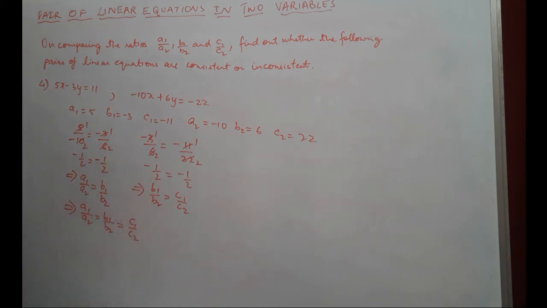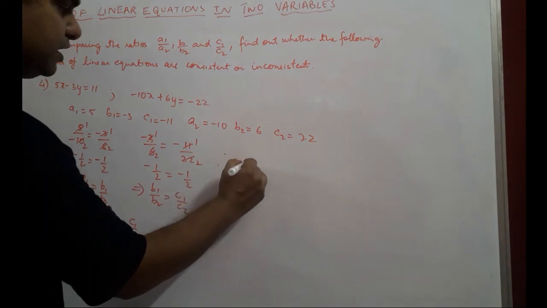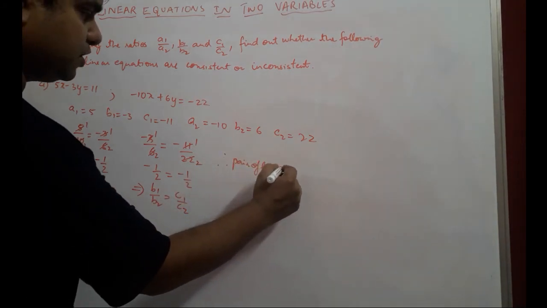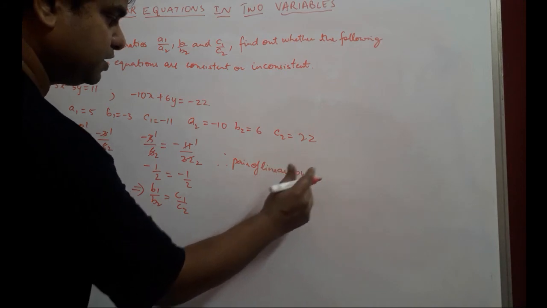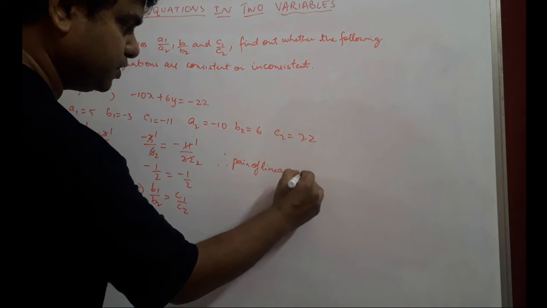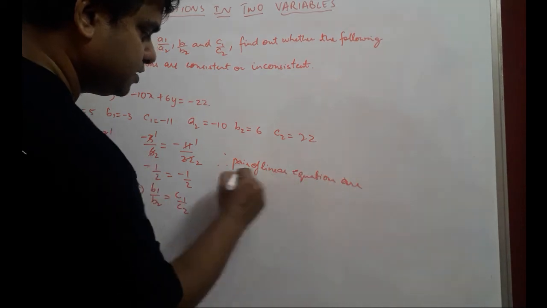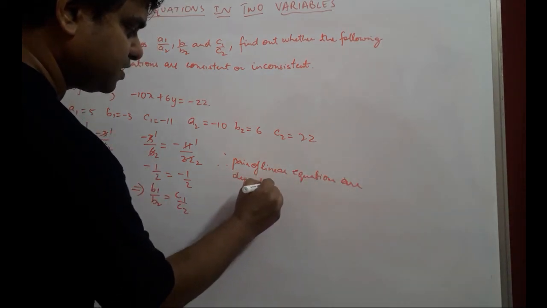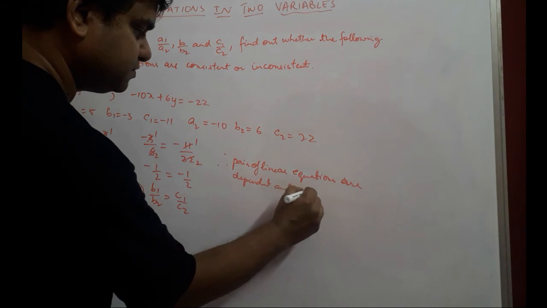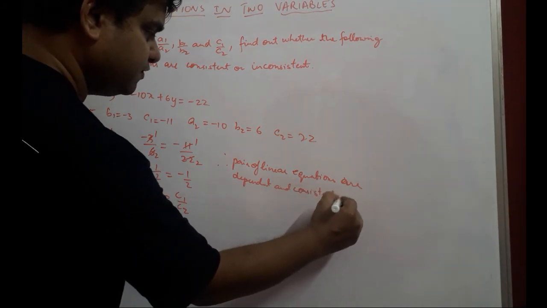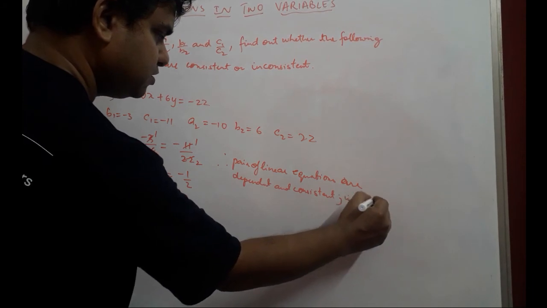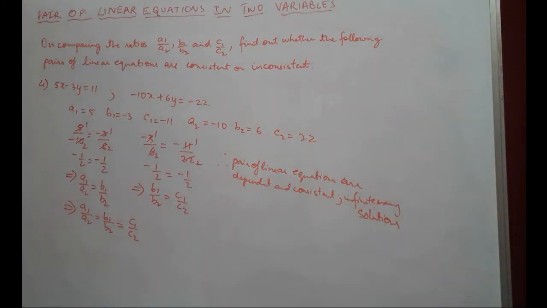C1 upon C2. So therefore we can say that the pair of linear equations is not only consistent but also dependent on each other. So the pair of linear equations is dependent and consistent, because they give you infinitely many solutions. So here you have A1 upon A2 is equal to B1 upon B2 equal to C1 upon C2. Let's go to the final problem.